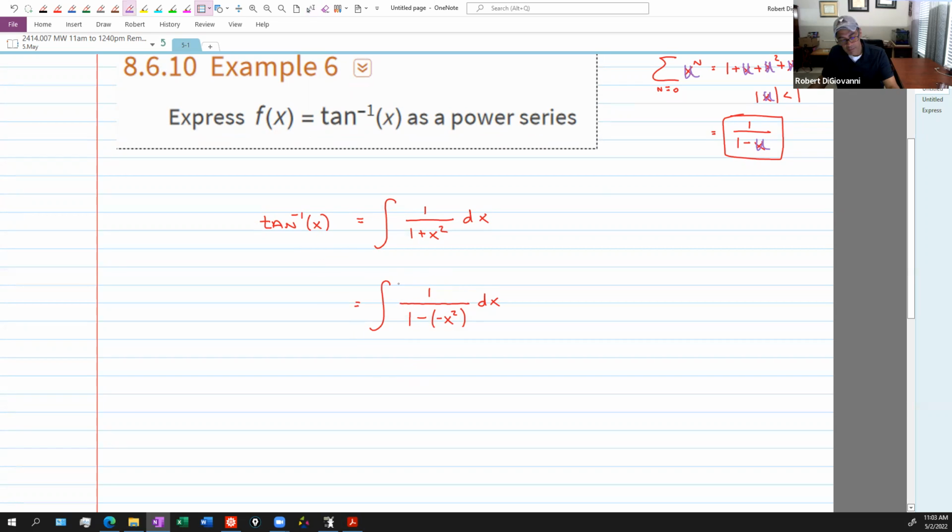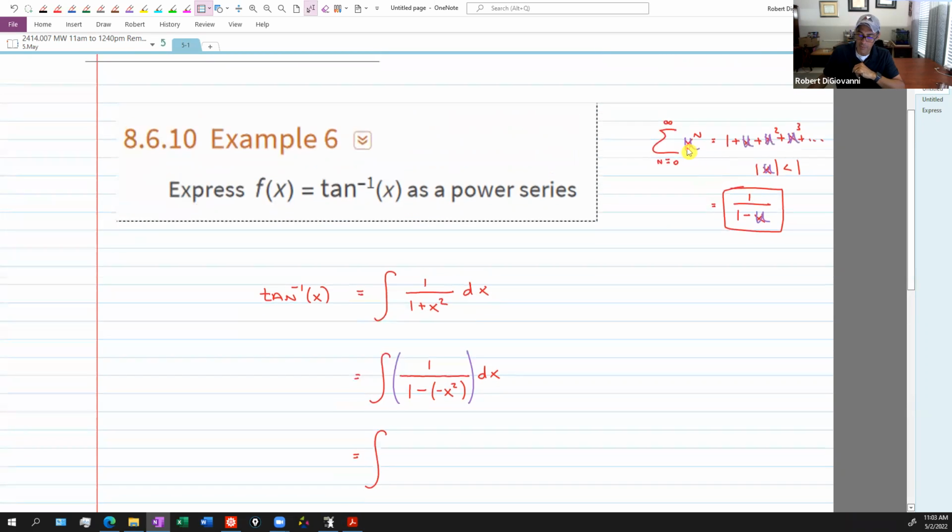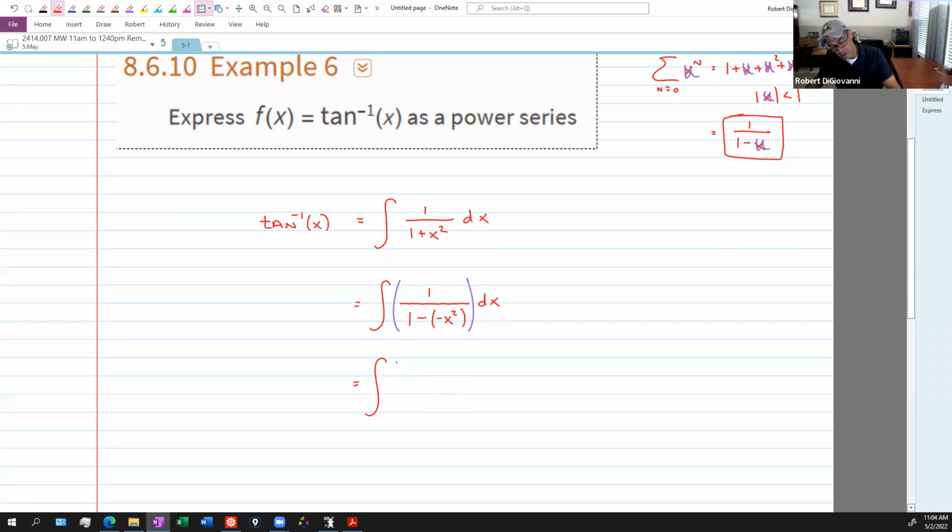But this in purple here, I can rewrite in its series form. So I can do the integral of, it's basically the formula up in the top right, but I'm going to replace u with negative x squared. So this is going to be the integral of the sum n equals 0 to infinity of negative x squared to the n dx.